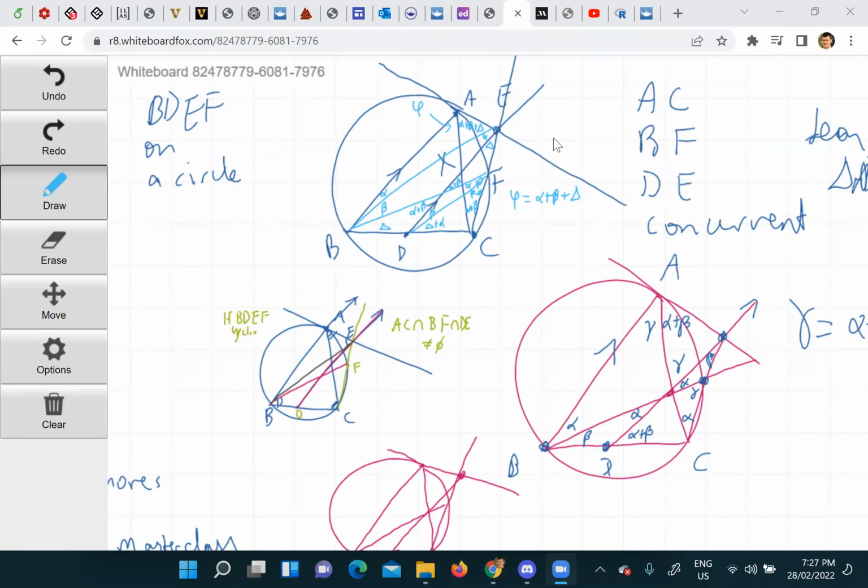okay, and then AC meets DE at X. You're trying to show that B, X, F is collinear, right? Or another way of saying it is you're trying to show AC, DE, and BF are concurrent.